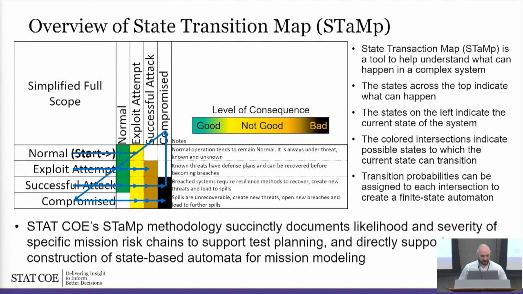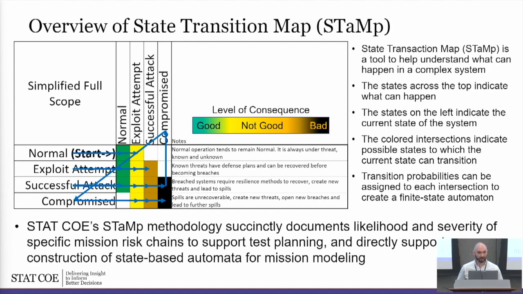So the idea there is that this is meant to be a succinct way to capture a graph that could potentially have arbitrary degree of cyclicality to it. And it's intended to help guide people through documenting some of those different chains of things that can happen and denoting what the possible state transitions are. So any box that's colored in denotes a state transition that can occur. And then they're color coded by level of consequence.